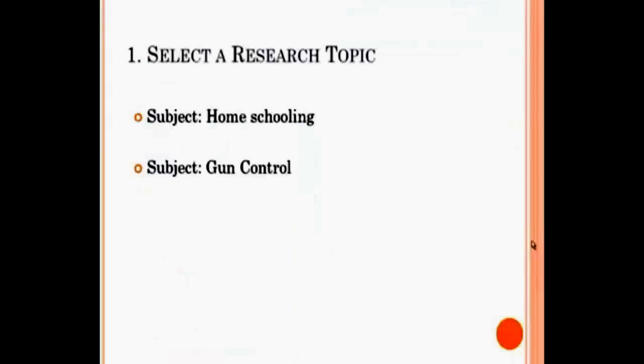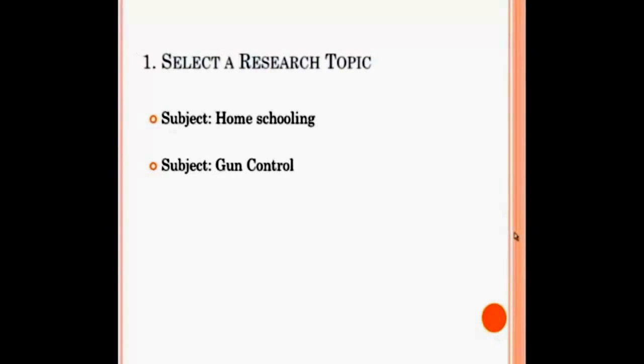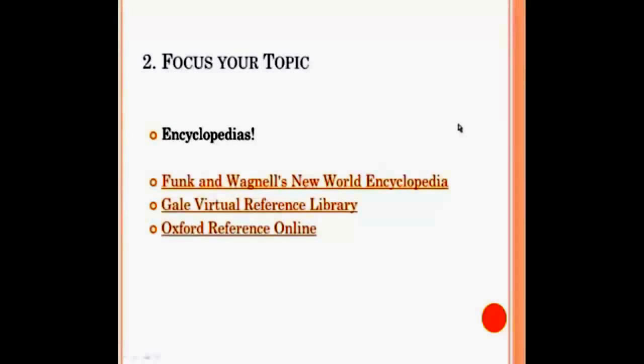write about. So after you browse around, you want to select your topic, your main subject that you're going to write about. It can be very broad. So homeschooling, gun control, these are 2 broad things that I might be looking at, that I might feel like I want to write my paper about, or do my persuasive speech or whatever I've got coming up. Step 2 is focus your topic.